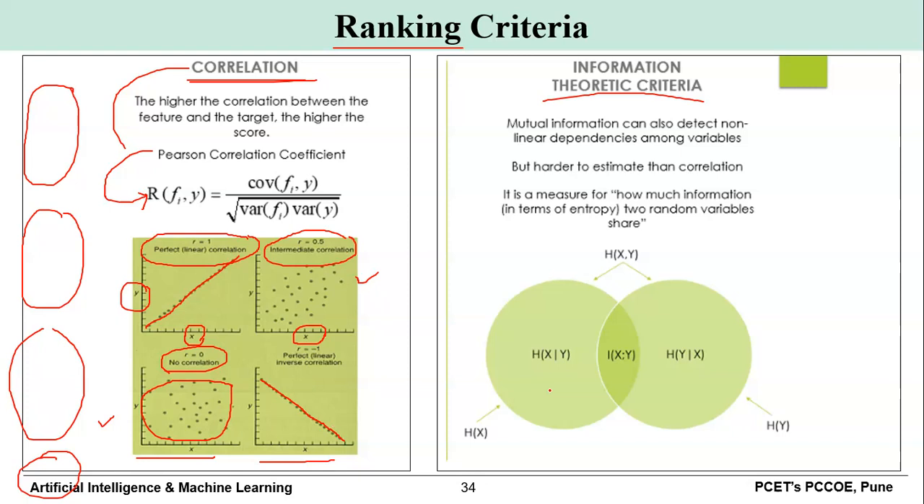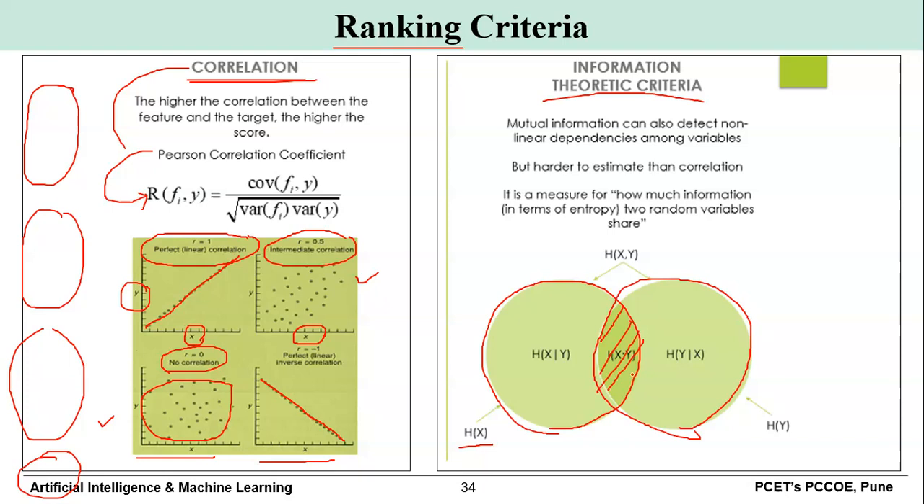Okay, so in case of information theoretic criteria, you can see here Hx is one variable and its corresponding circle is there. So it's a data set, we can say. Again, Hy is another data set, and there is some overlapping area you can see. So based on how much area is overlapped, that will decide the ranking criteria.